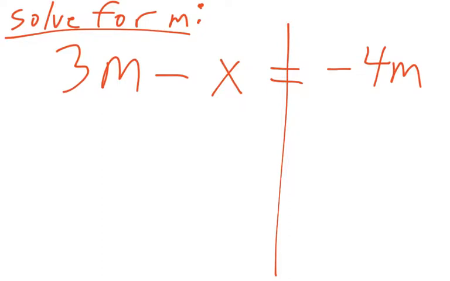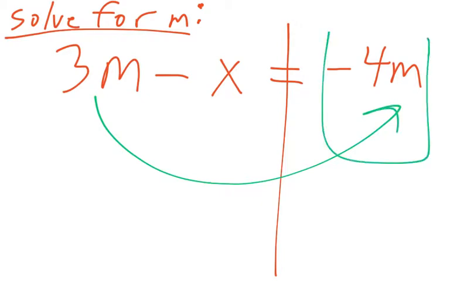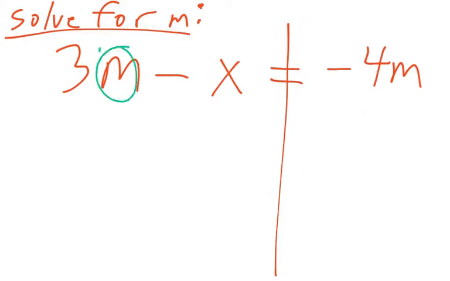Now, there is one way of doing it that's a little bit more efficient than the other way. If we get this 3m over here by doing the inverse operation, now the m's are on one side. So we're solving for m, so I'm going to circle those. Again, that's the variable solving for. But since there's m on opposite sides, we've got to get them on the same side. So I'm going to subtract 3m from both sides.